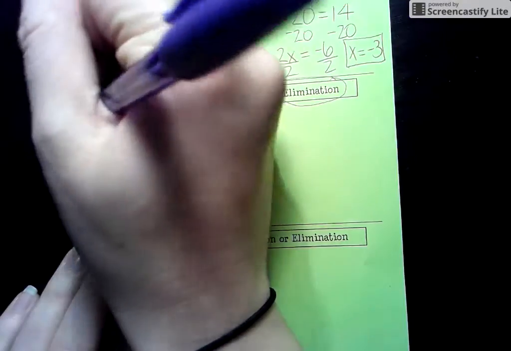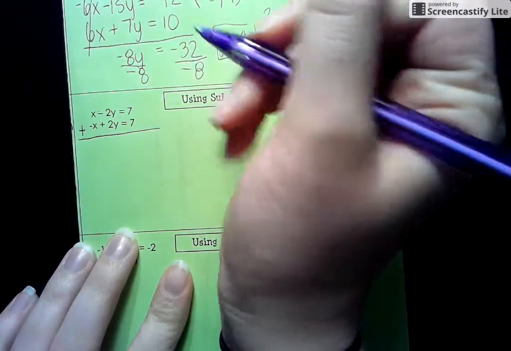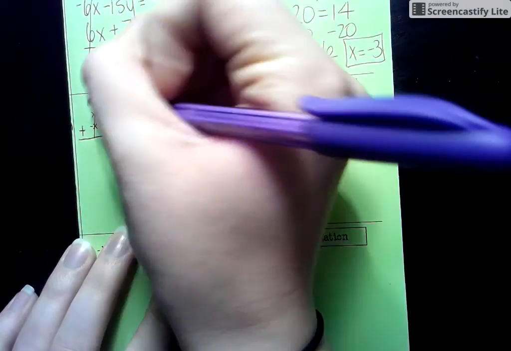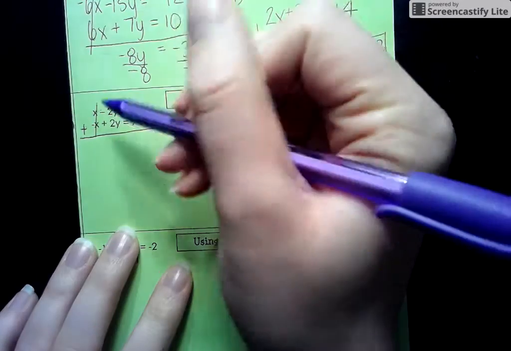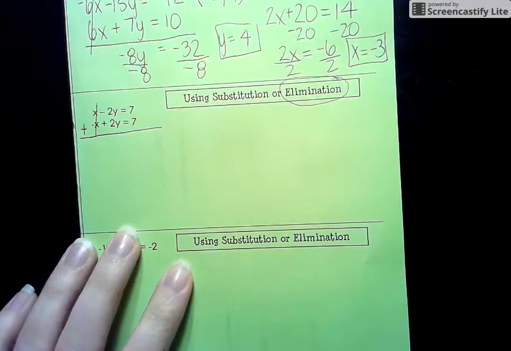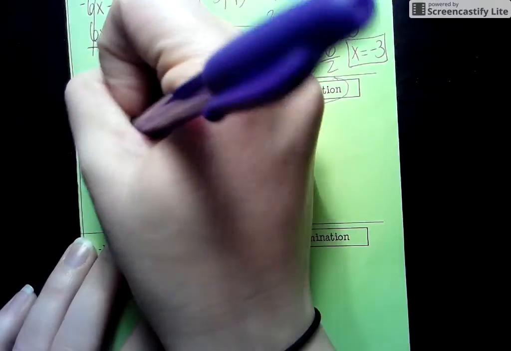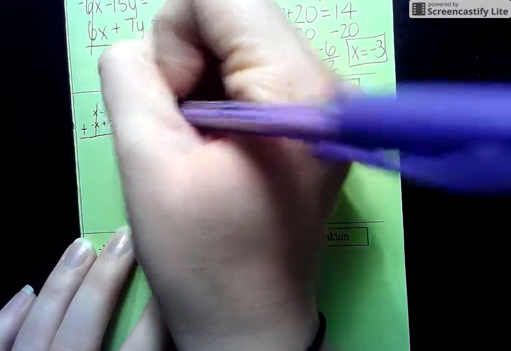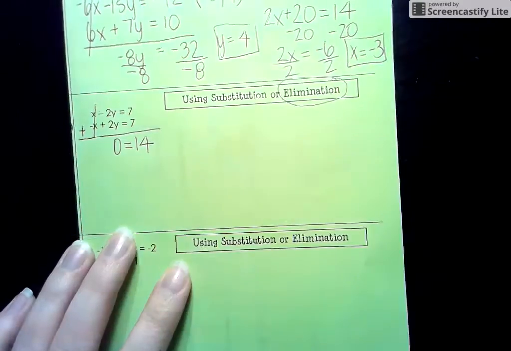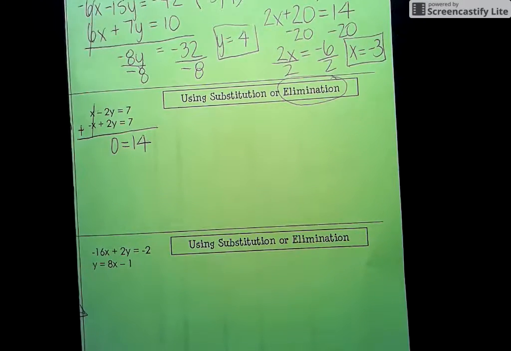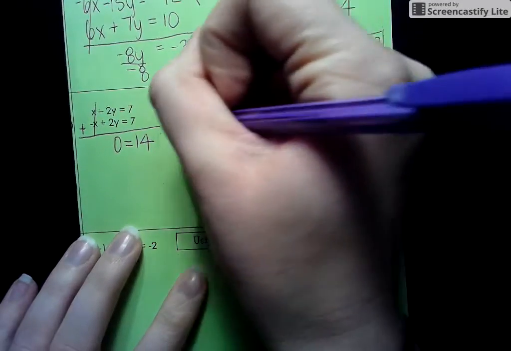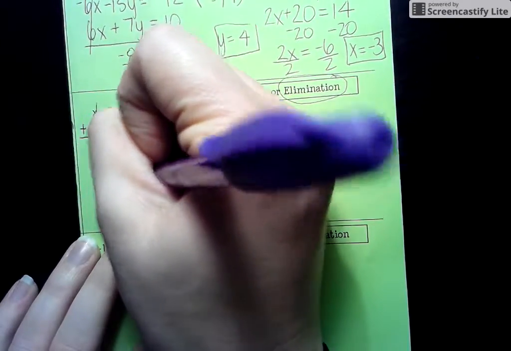If I add down, my x's cancel because one's positive, one's negative. If I continue to add down, I have a negative 2y and I add 2y to it, so it's going to be 0 is equal to 7 plus 7, which is 14. So can 0 be equal to 14? No. So that answer would be no solution.